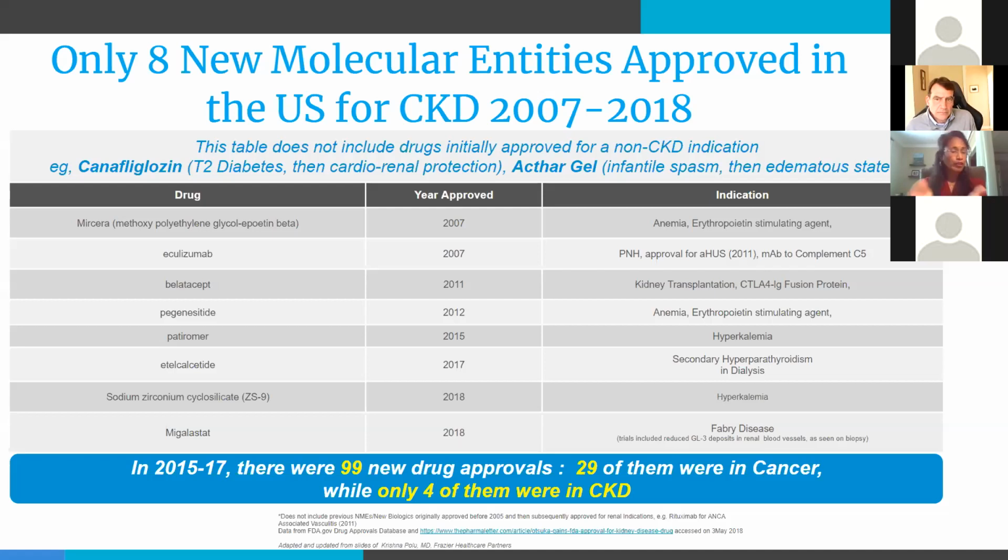And so you don't see anything listed there for IgA nephropathy, for FSGS, for lupus nephritis. That's not to say there hasn't been a lot of work done, but unfortunately we're not quite there yet. And so another comparison is if you look in a two-year time period, 2015 to 2017, there were 99 new drugs approved. 29 of those 99 were for cancer, but only four of them were for CKD. So I show this slide just to show you that while we do have standard of care treatments for our diseases, we are looking for more novel therapies.